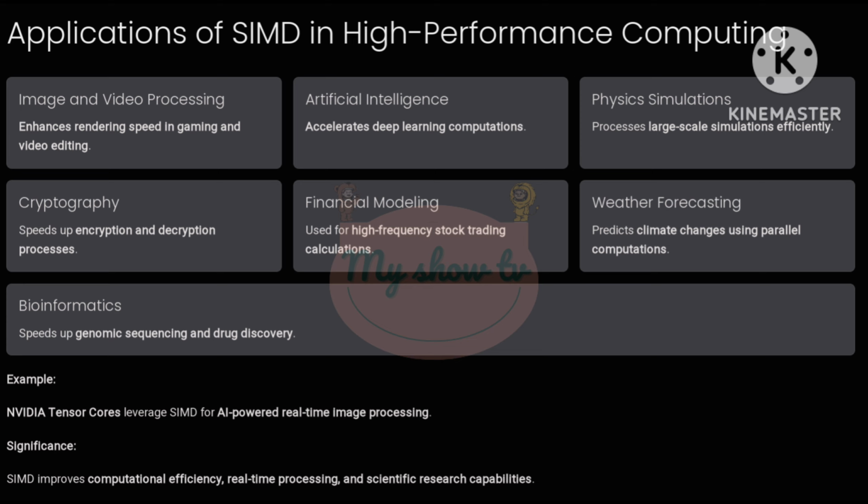SIMD is widely used in scientific computing, AI, and real-time applications that require fast, large-scale data processing. Key applications of SIMD. 1. Image and video processing. Gaming consoles, video editing software, and 3D rendering engines use SIMD to enhance rendering speed and real-time effects. 2. Artificial intelligence, AI, and machine learning. Deep learning models leverage SIMD to process large AI datasets efficiently.